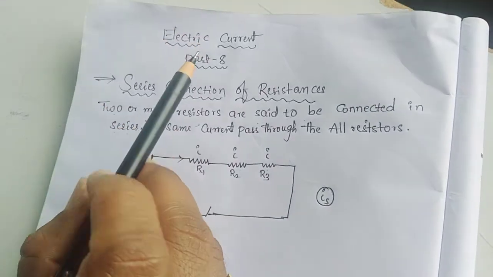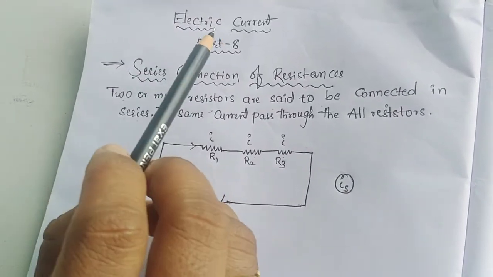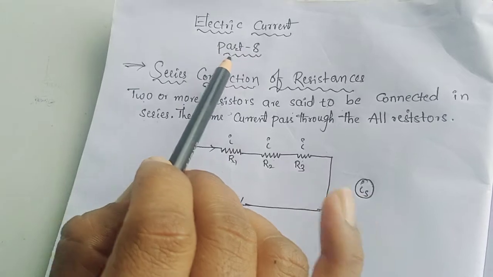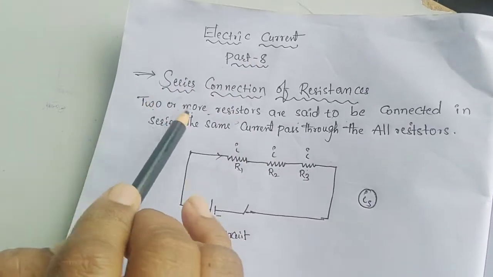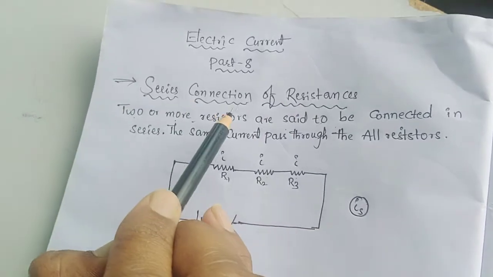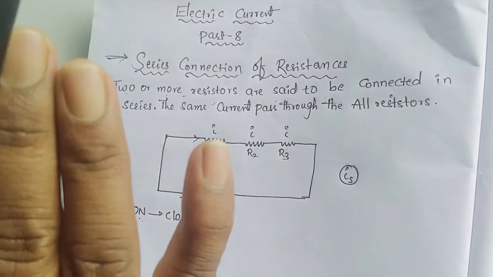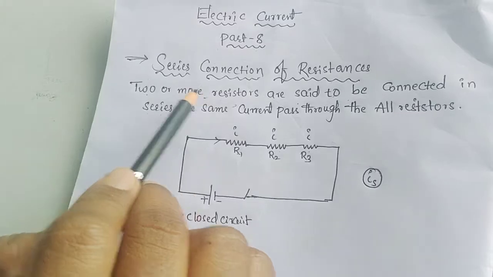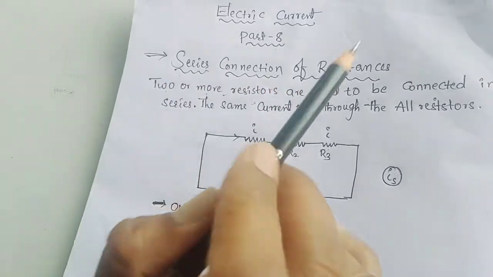Hi students. So today we are going to talk about electric current, part 8. It is a very important topic: series connection of resistance and parallel connection of resistance. In this part 8, we are discussing the series connection of resistance.